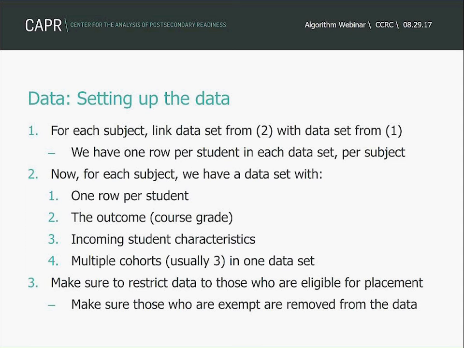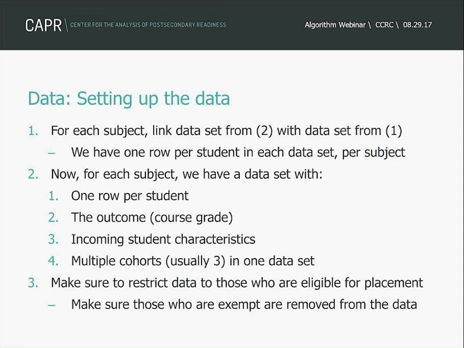Could I ask another question? When you refer to eligible for placement, does that mean the ones who we require to take the placement test? So that's largely how we had defined it in coordination with the colleges. But I should say, it's really up to you. Basically, what I mean by this is all students that you want to be placed by this algorithm should be in the data. Any students that you don't want to be placed by this algorithm, you should remove from the data so that they don't inform the coefficients of this algorithm.